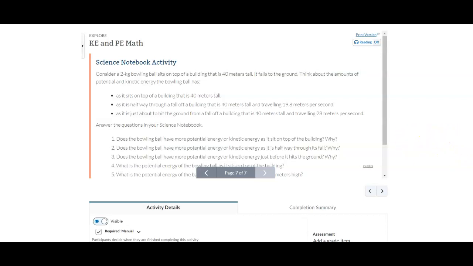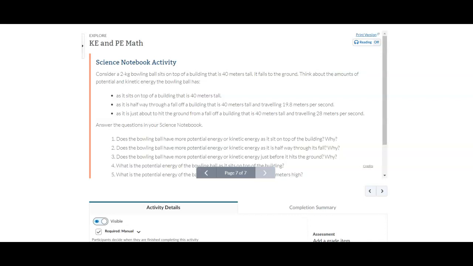And then how do you determine if an object has gravitational potential energy? So in all of those sample problems we did, if it had gravitational potential energy, we had height. So we were given the height. And if it had kinetic energy, we were given the speed.